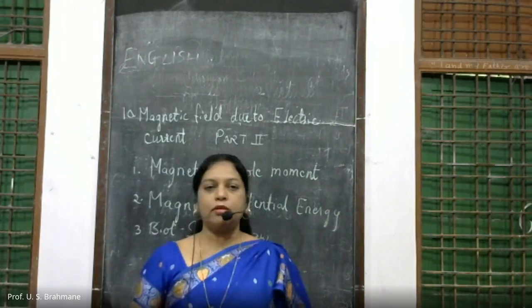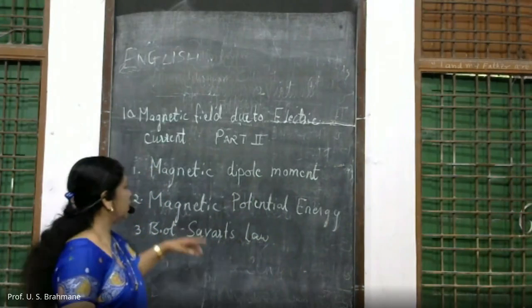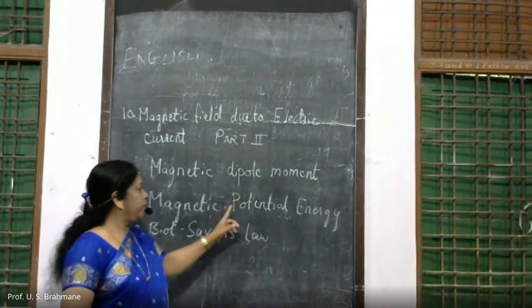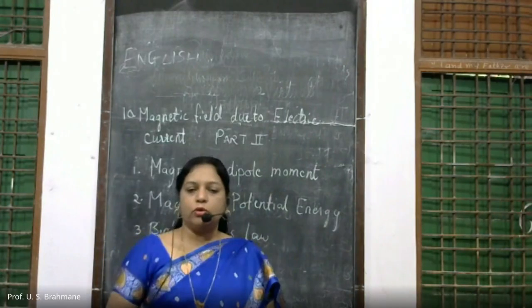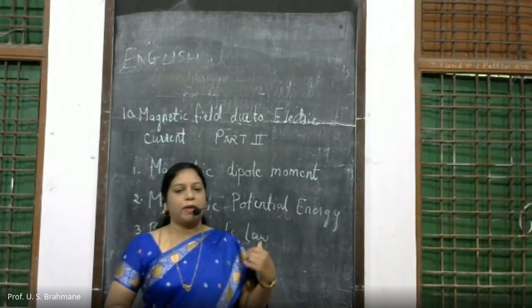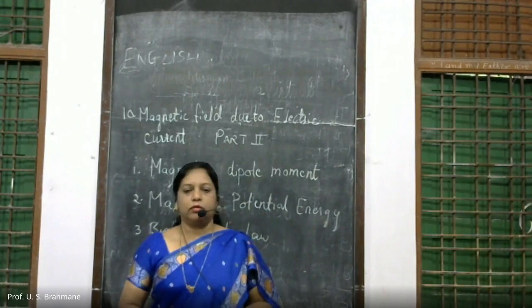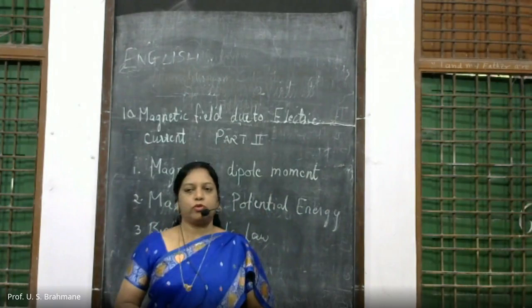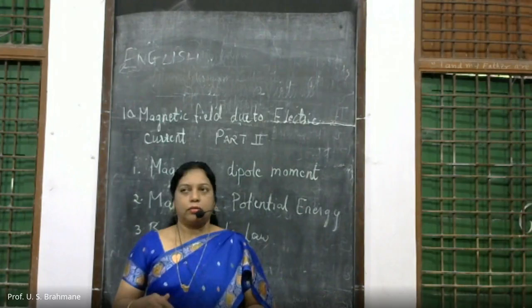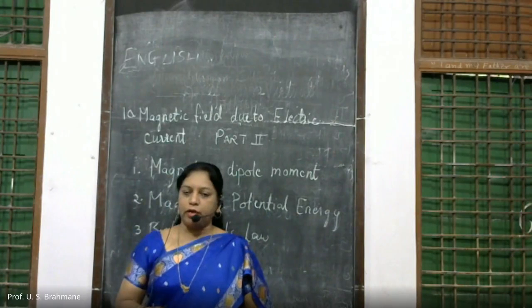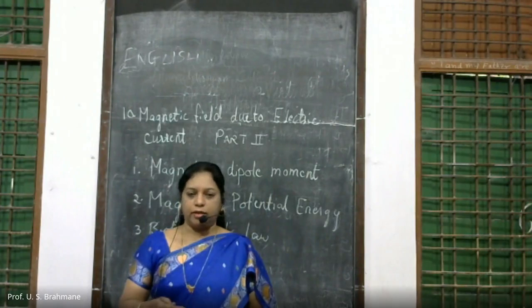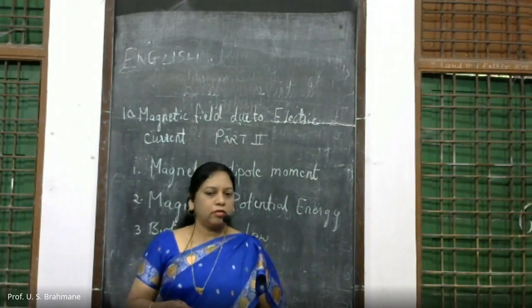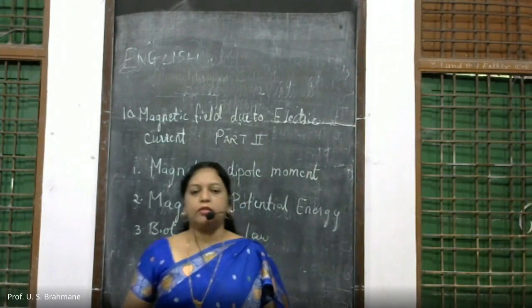Today we are going to see these topics: magnetic dipole moment, then magnetic potential energy, Biot-Savart's law. So we know what Biot-Savart's law is. We have studied it earlier, but now we are going to see its applications for the straight conductor, then for the loop at the center, the magnetic field at the center, and the magnetic field of a loop along the axis. These things we are going to study in the next lecture, and then we'll just have a look at the slide.